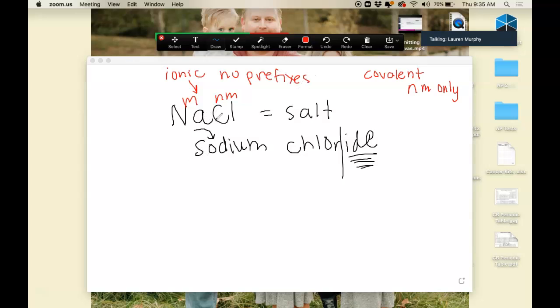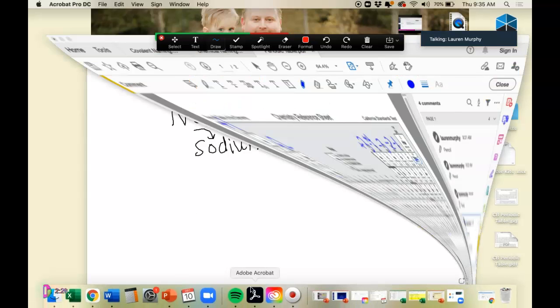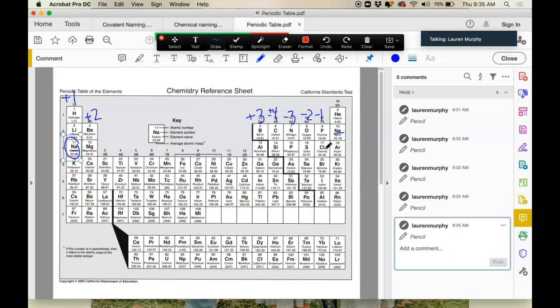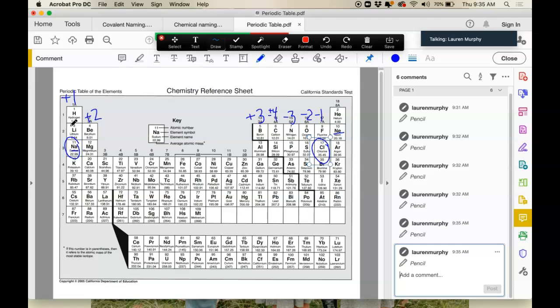So the question is, why does it go together like this? Well, if you look at the periodic table, sodium is +1, chlorine is -1. +1 and -1 add up to 0. So that's why you have one of each. Questions? All right, let's keep going.